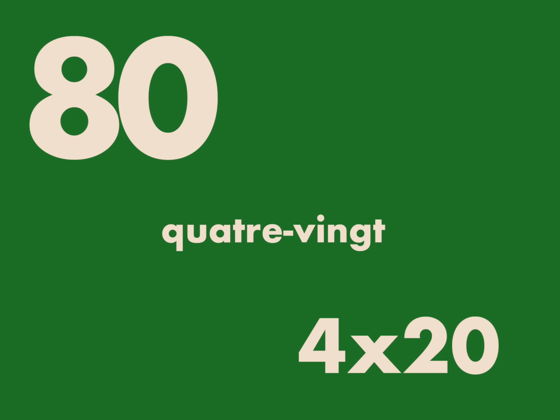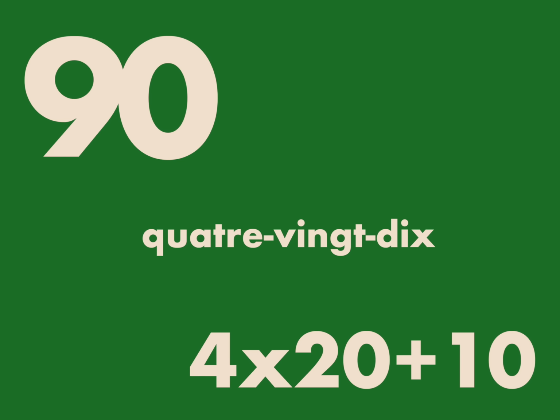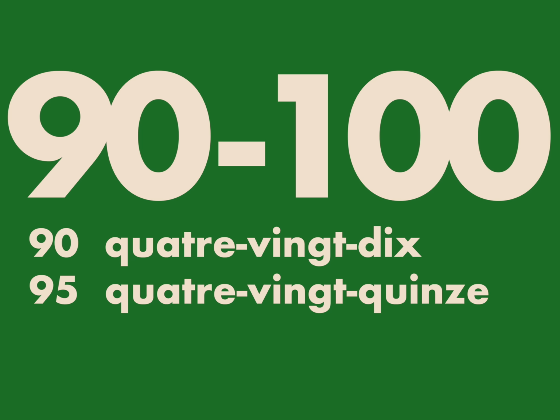Addition. 80, multiplication, right? That makes sense. 4 times 20. That's what I thought of first. 80, 90. Oh yeah, 4 times 20 plus 10. 90, 95, 99. Makes sense to me, but just forget addition and multiplication for a little bit and look at it like you're a French baby. That's how you say 75.